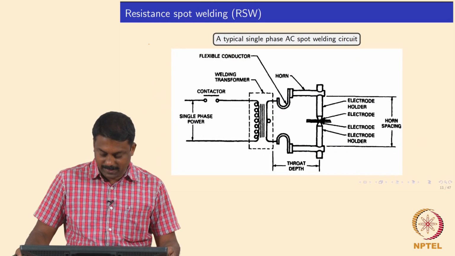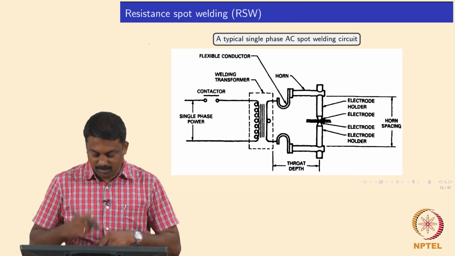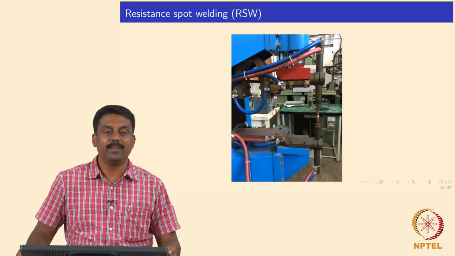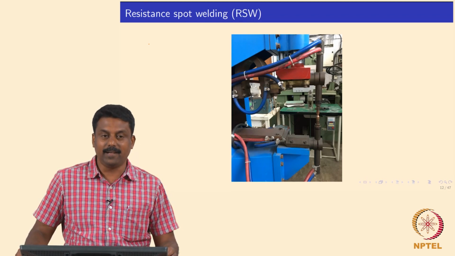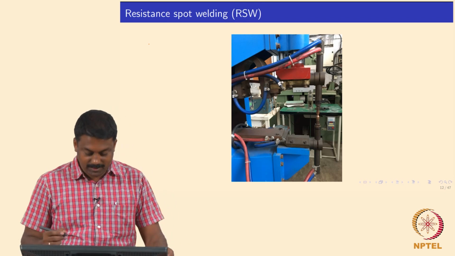So this is again a typical schematic of the equipment. Before going to this, we also have such equipment in our lab. This is the industrial scale resistance spot weld. So what is over here? Can you see the picture clearly? Okay.